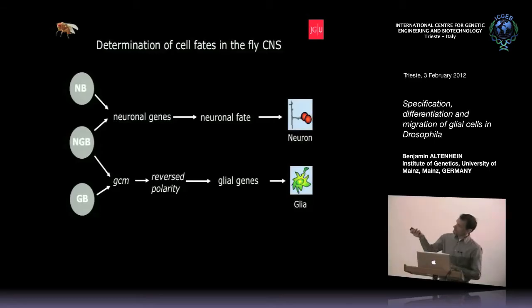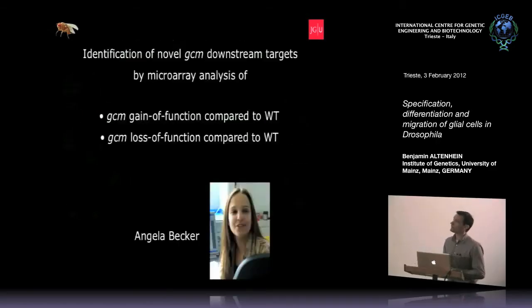And actually this part, namely the onset of further differentiating genes, the glial genes, was my first aim when I started in the Techno lab, because the molecular program underlying glial cell differentiation was at that time completely unknown. So we started with a microarray screen aiming to identify further GCM downstream genes, which was done together with a PhD student in the lab, Angela Becker.